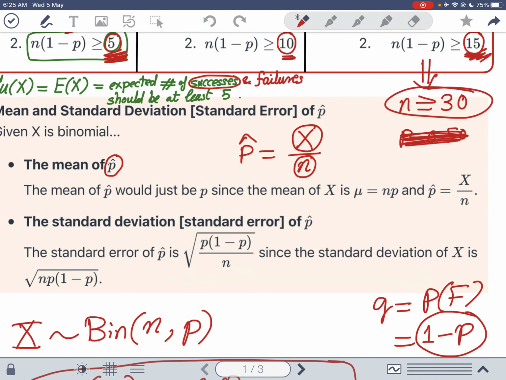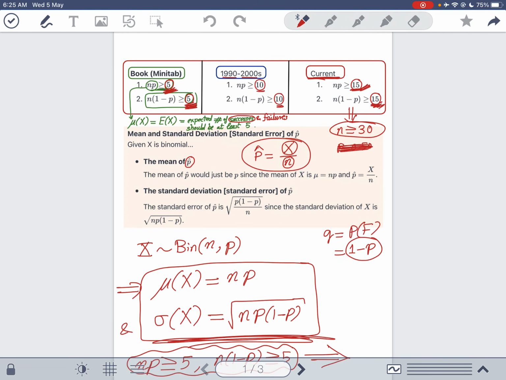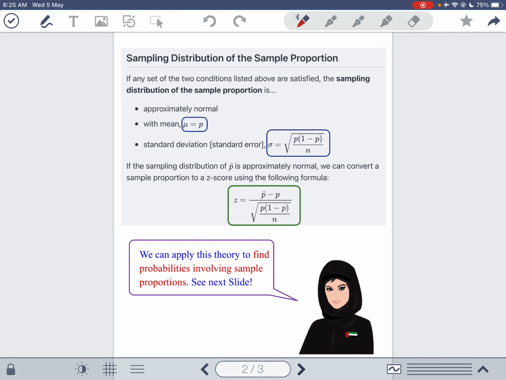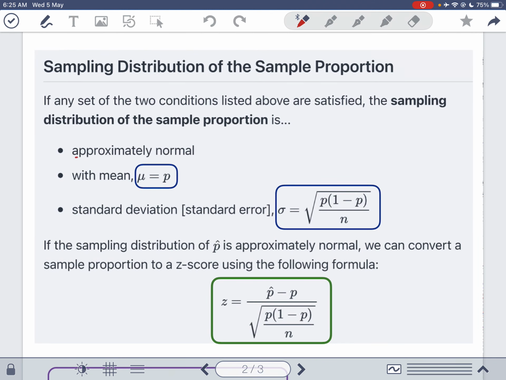And then this here will have a distribution, the sampling distribution of the sample proportion. This distribution is going to be a normal distribution, approximately, of course, approximately normal, with mean p and standard deviation the radical of p times 1 minus p over n. Of course, you will ask, where are these coming from?